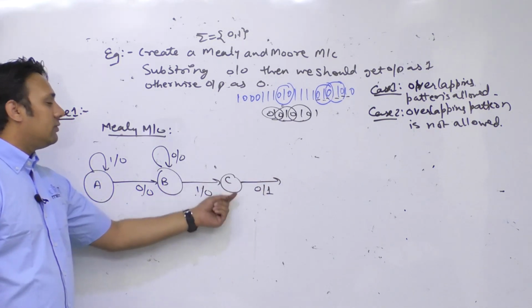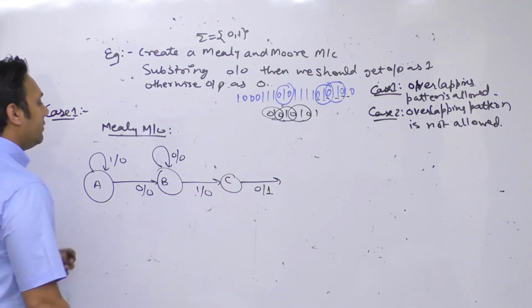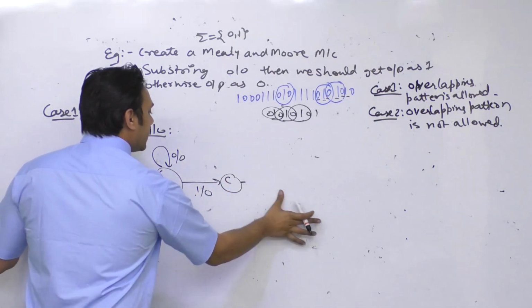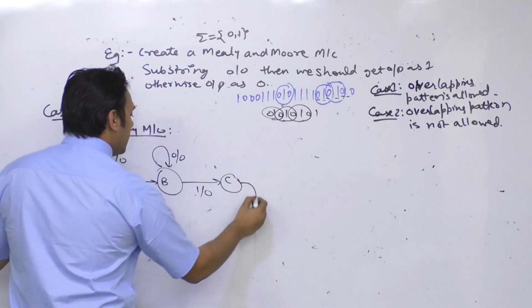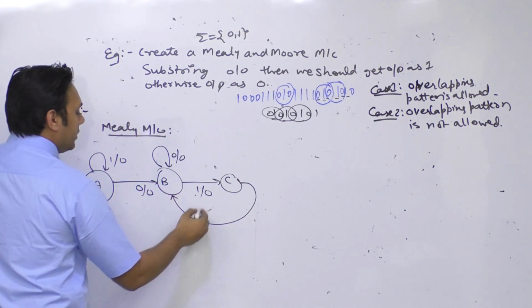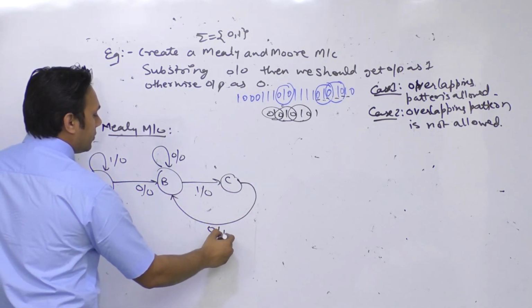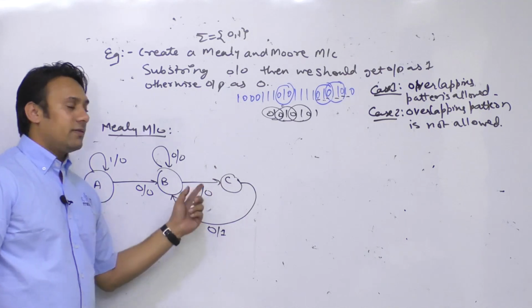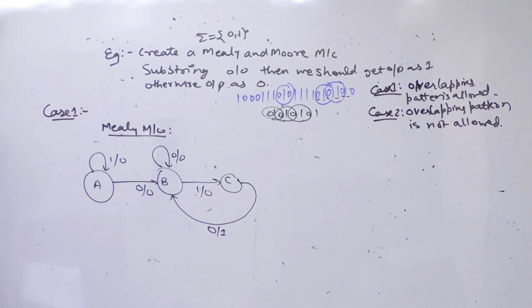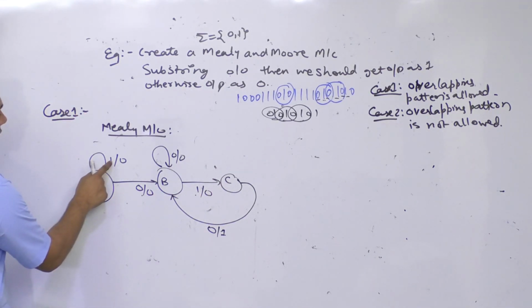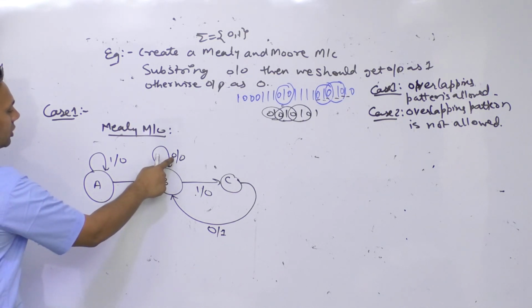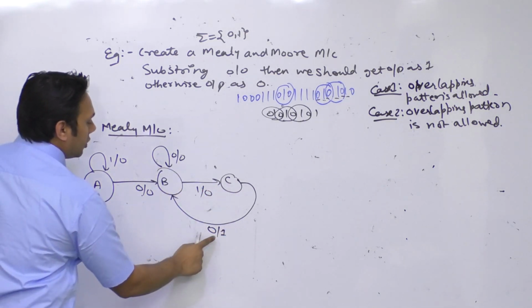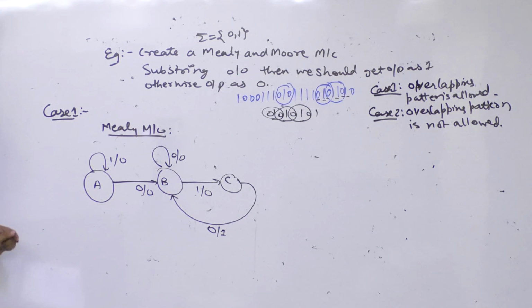Again we can also have 1 0, right? So what we can do is we can give it like this. From here I can give it this way. So if I get 0, I should produce output as 1. So this is if we have overlapping, which is allowed. Here for A we have given output for 1 and 0, for B we have given output for 1 and 0, for C we have given output for 0, but we have not given output for 1.